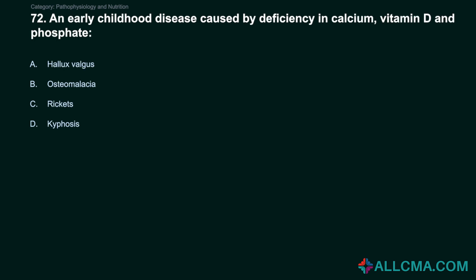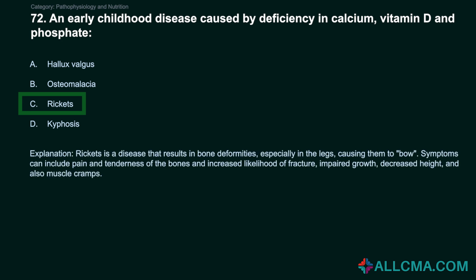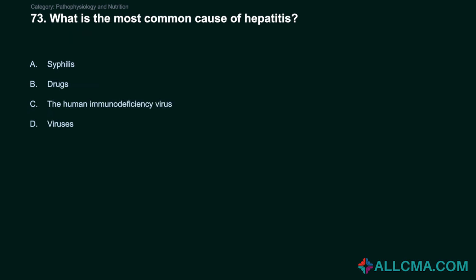72. An early childhood disease caused by deficiency in calcium, vitamin D, and phosphate. A. Hallux valgus. B. Osteomalacia. C. Rickets. D. Kyphosis. Correct answer, C. Rickets. Rickets is a disease that results in bone deformities, especially in the legs, causing them to bow. Symptoms can include pain and tenderness of the bones and increased likelihood of fracture, impaired growth, decreased height, and also muscle cramps.